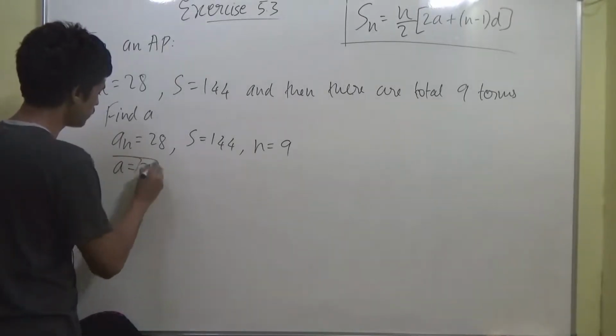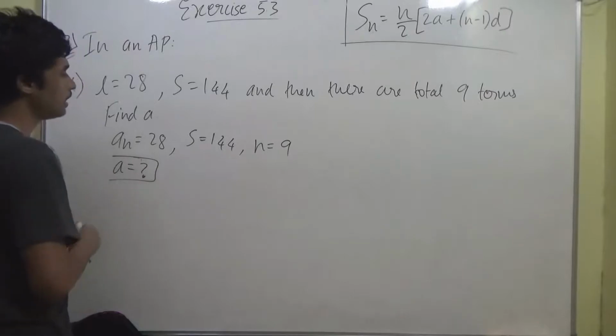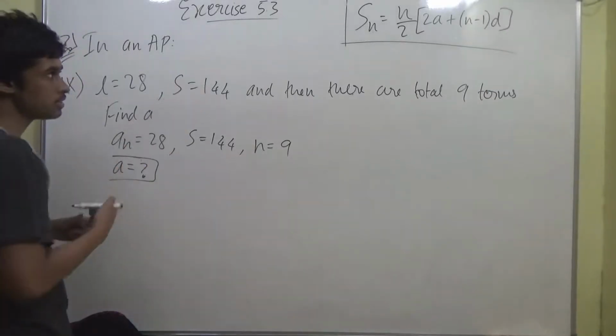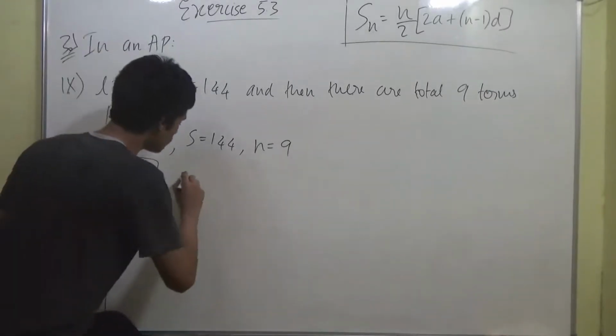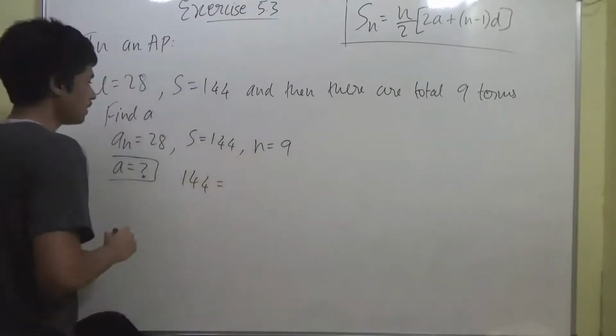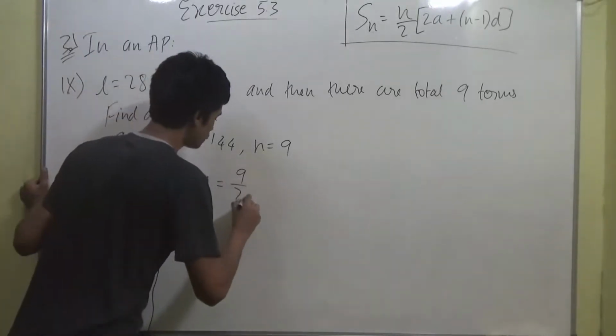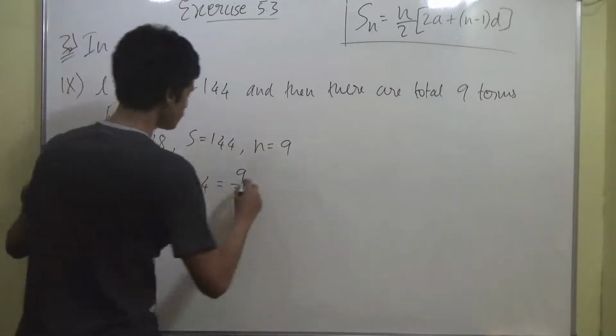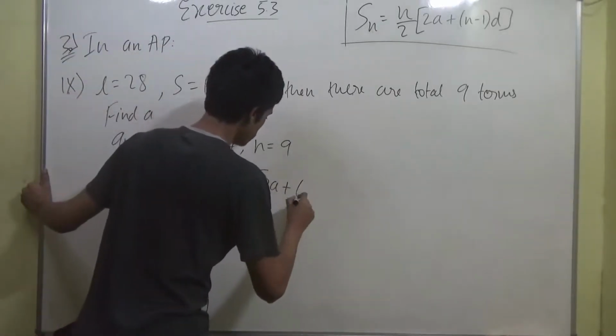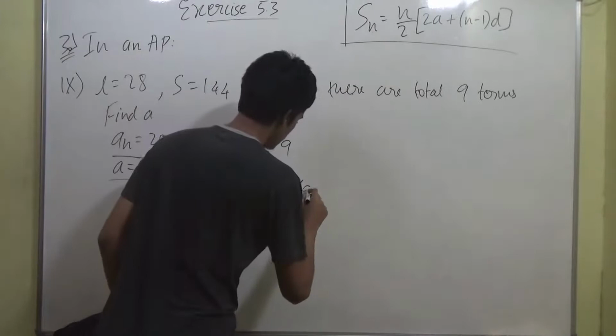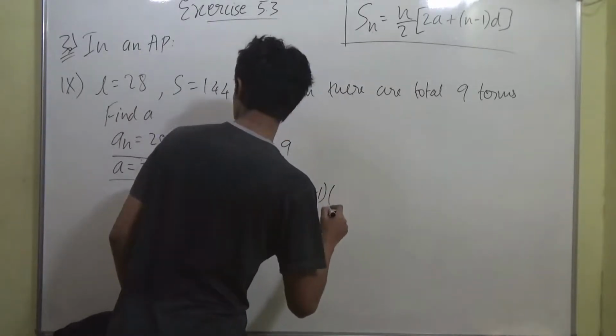A is the question mark. We have to find the value of A. Now which formula will we be using? We'll use the same sum of n formula. That time it will become 144 equal to n by 2, which is 9 by 2, into 2A plus (9 minus 1) into D. What is D?